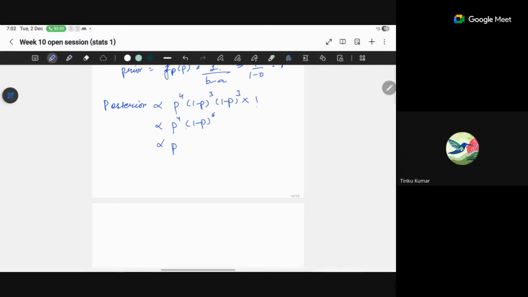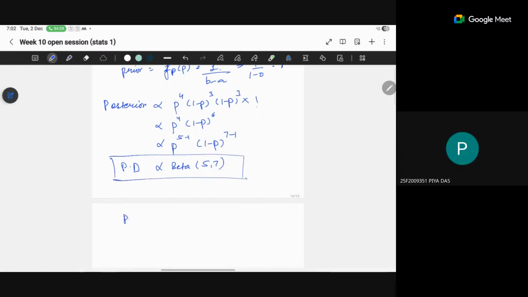So now I can write this as P raised to the power 5 minus 1 and 1 minus P raised to the power 7 minus 1. So this is following a beta distribution with 5, 7 as the parameters. Is this clear? So what is my posterior mean here? 5 upon 5 plus 7, which comes out to be 0.41. Now is this question clear? I don't think any doubts are there.